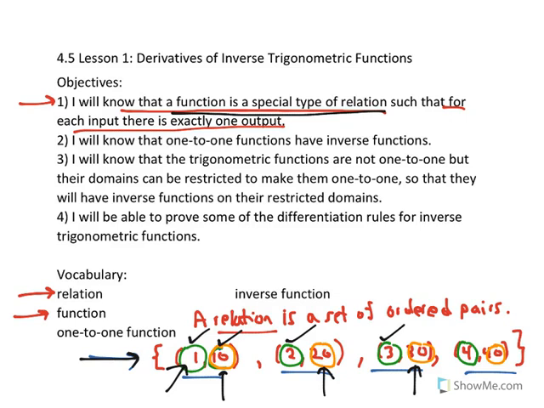One-to-one functions have inverse functions. This is an example of a one-to-one function. For each output, there is exactly one corresponding input. That's what makes a function one-to-one. One-to-one functions have inverse functions. What if a function is not one-to-one? What might that look like?